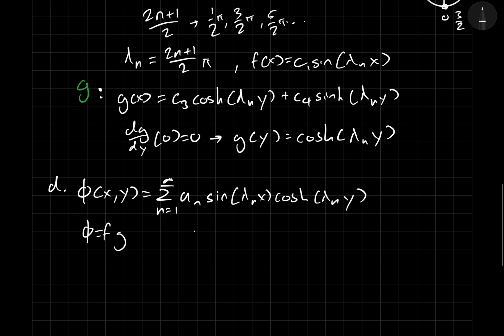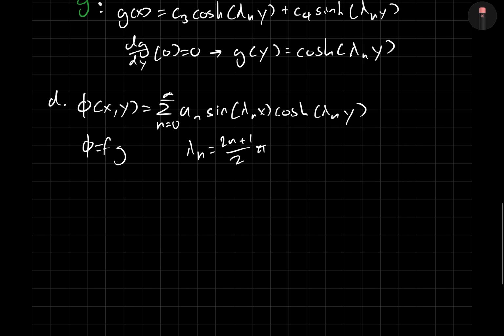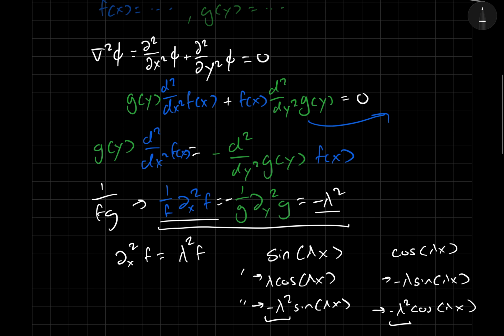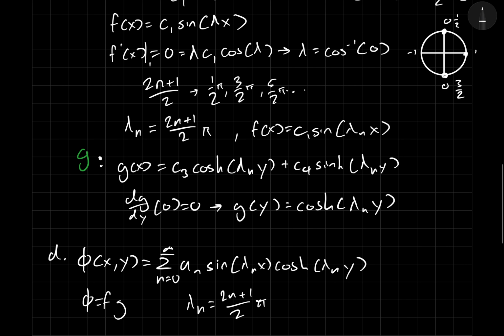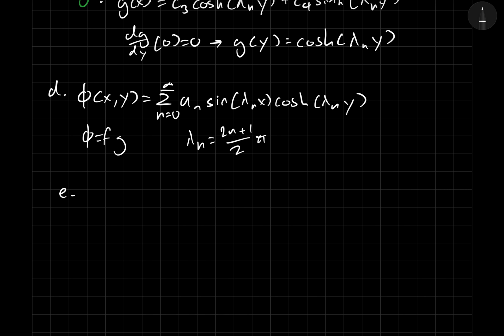Oh, and don't forget to write that lambda is 2n plus 1 over 2 pi, where n starts at 0. Okay, cool. So now that you have this, let's move on to the next part and actually solve for these numbers.